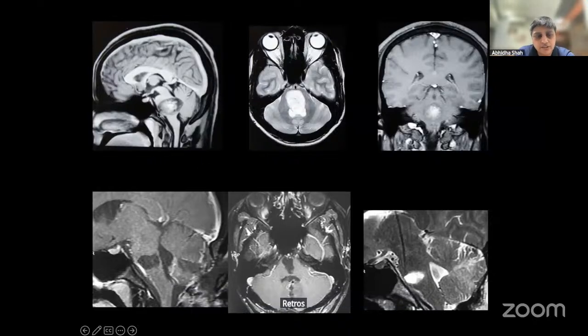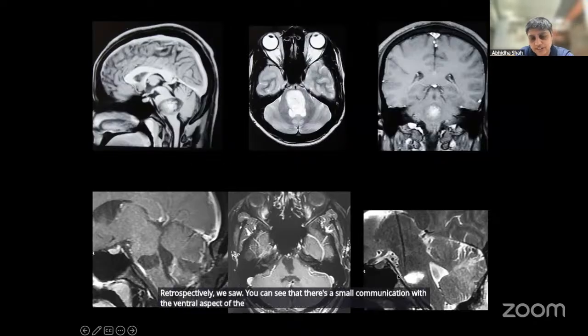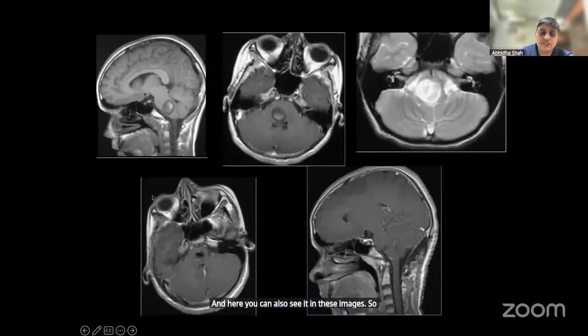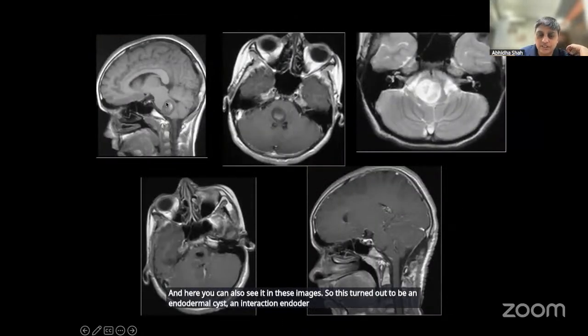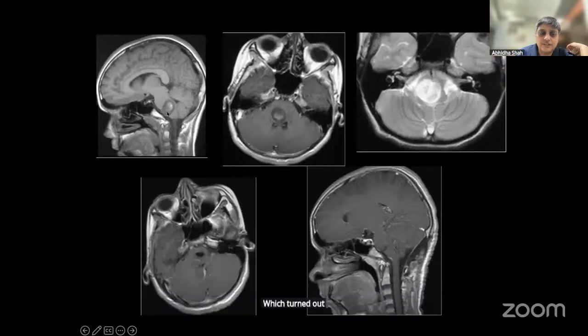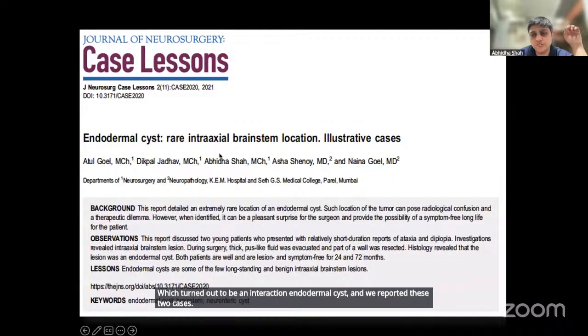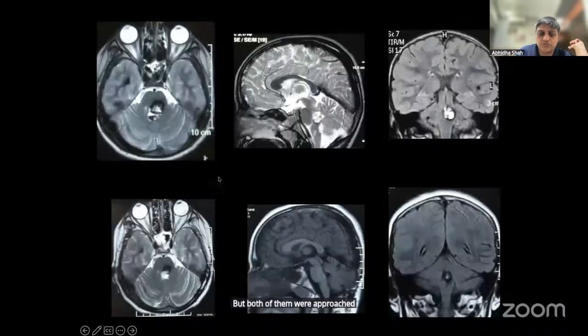Retrospectively, we saw that there is a small communication with the ventral aspect of the clivus here. And here you can also see it in these images. So this turned out to be an intraaxial endodermal cyst. This is again another tumor which turned out to be an intraaxial endodermal cyst. We reported these two cases, but both of them were approached to the dorsal aspect of the pons.